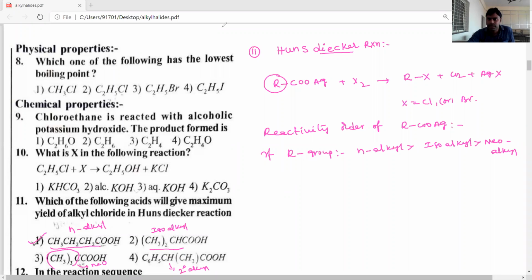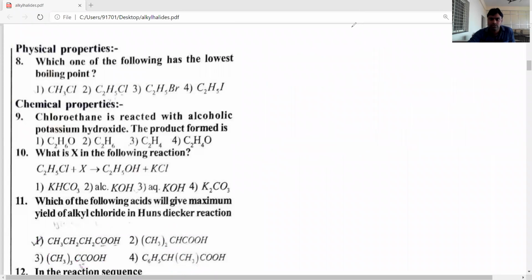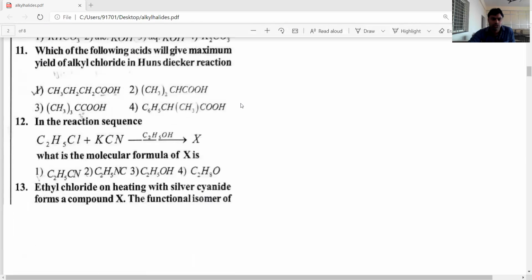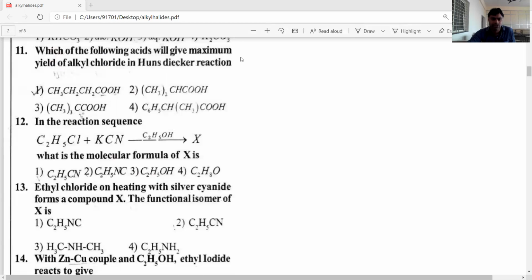Okay. Let's go for the next question. The 12th question is very important and easy also. See, that is the chemical properties of alkyl halides. 12th question.